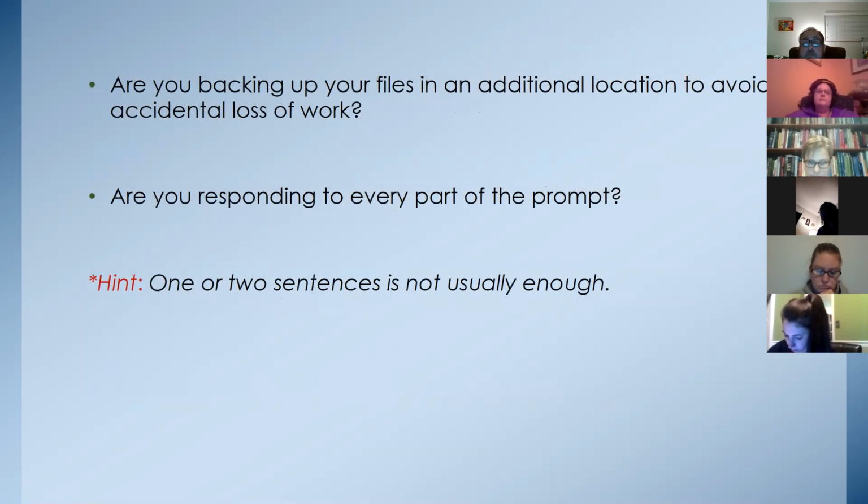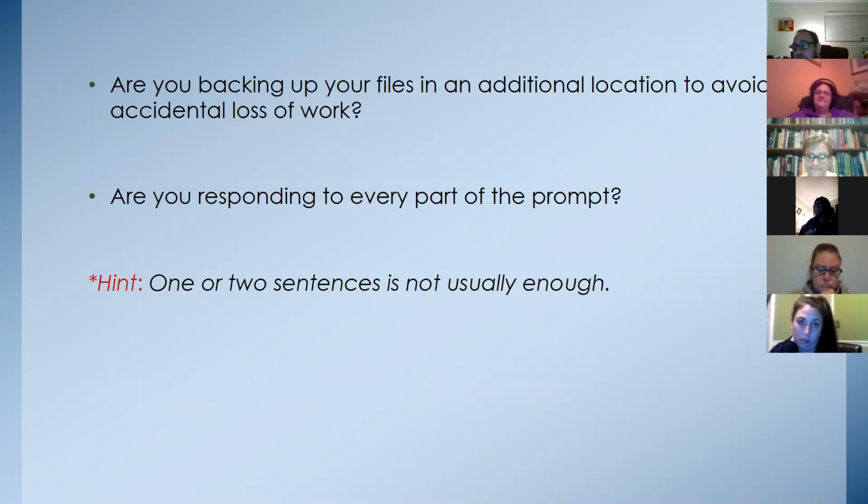Are you backing up your files in an additional location to avoid accidental loss of work? If you have OneDrive, back up everything you do. By the way, you should be doing this anyway, okay? There is nothing worse than being at the end of a very long paper, having your cat jump on the keyboard and erase the whole thing. It happened to me. That happened to my wife. Being the good husband I was, I retyped the whole thing.